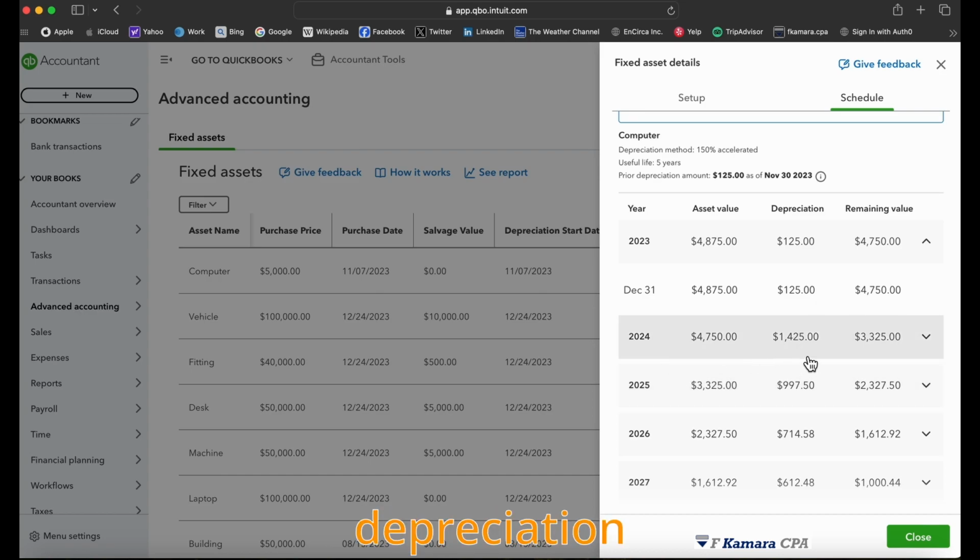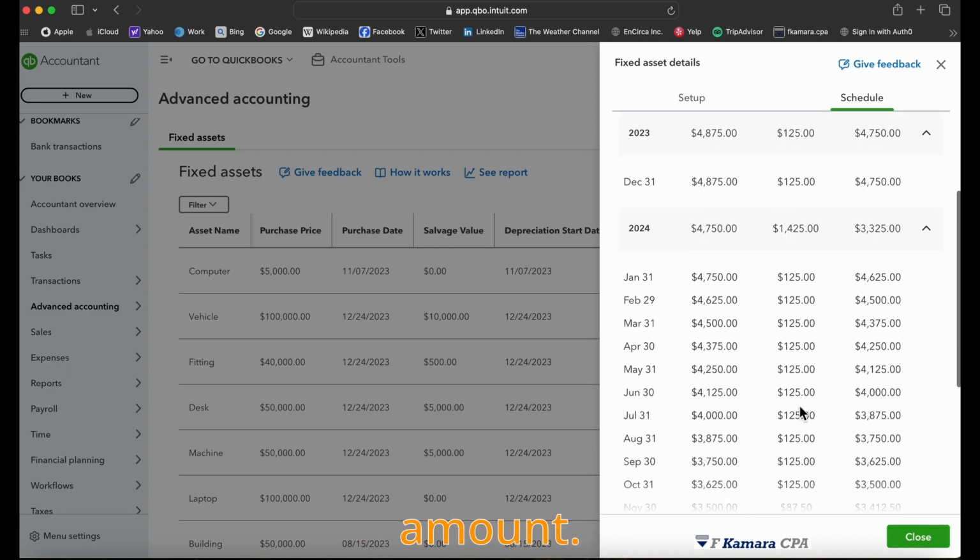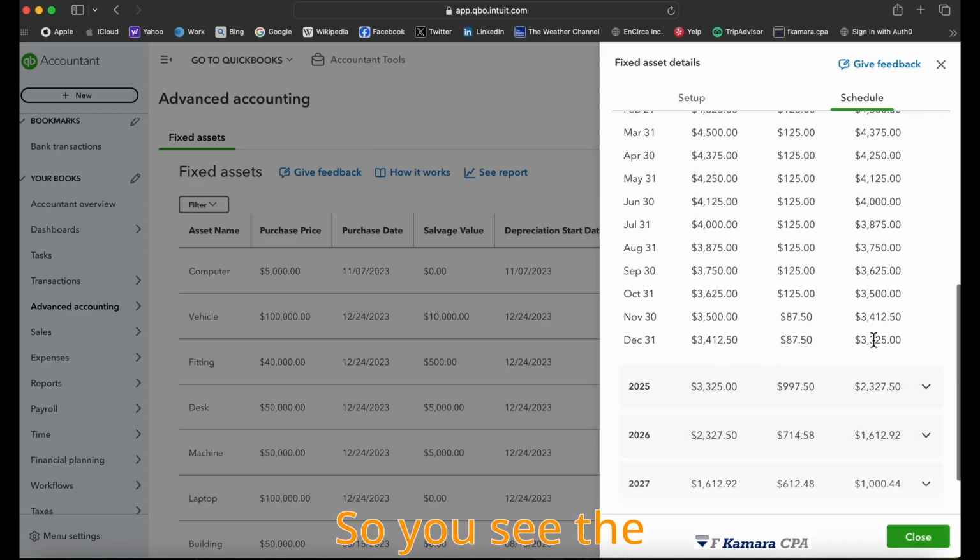So the next depreciation now will be next year, which is 2024 depreciation. The total is 1,425, but the monthly will be this amount. You see? So you see the amount is different.